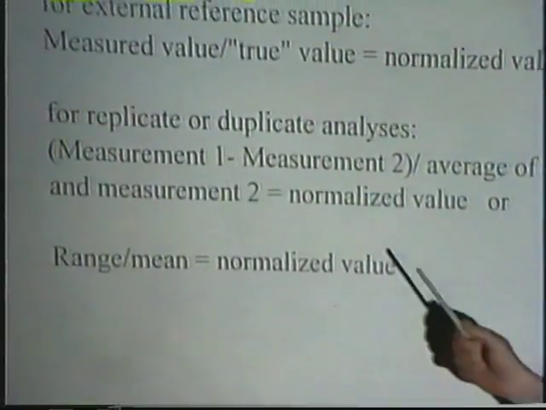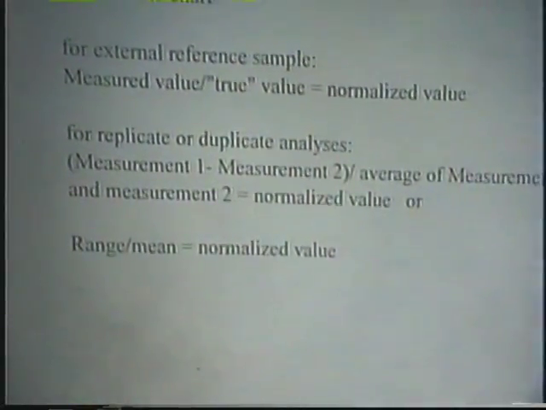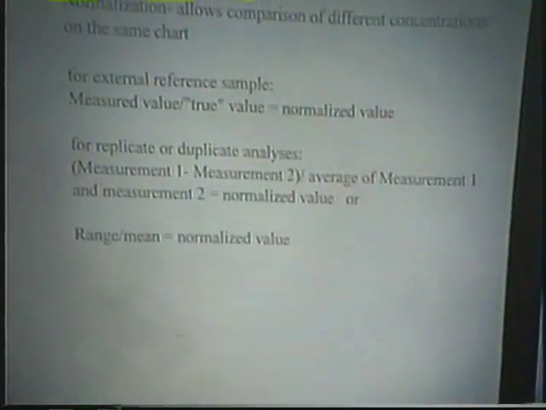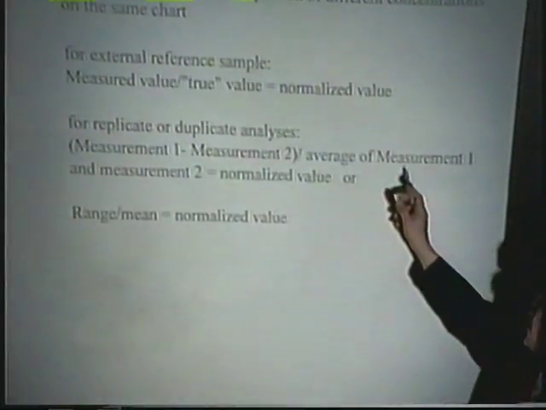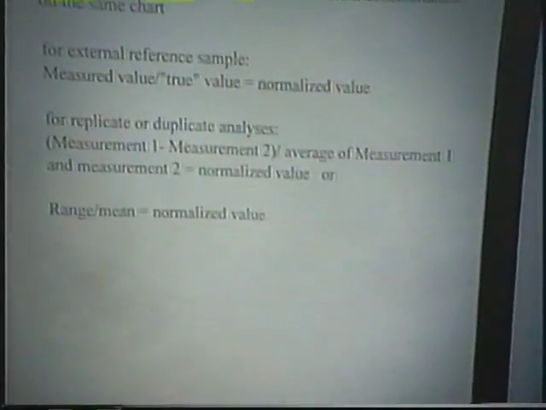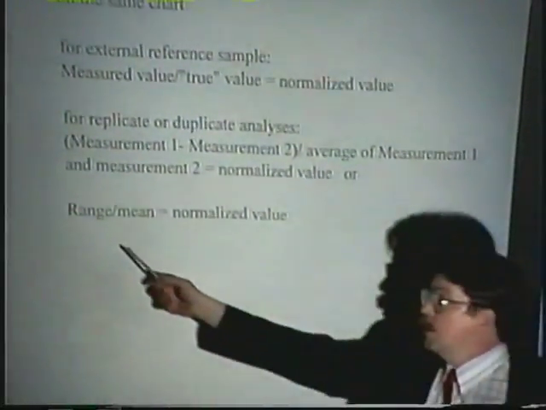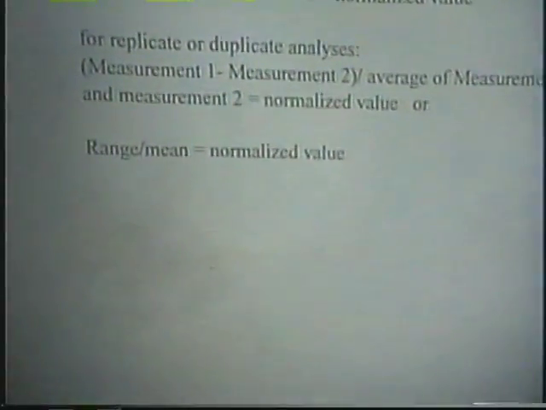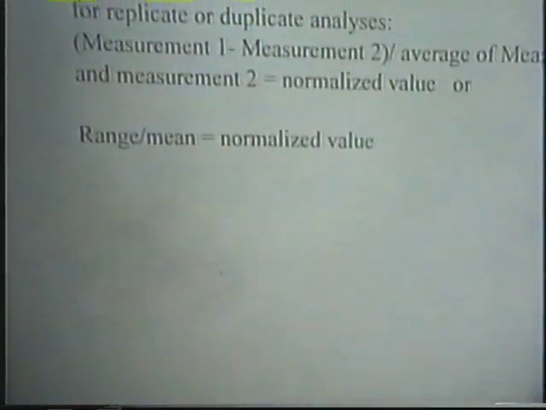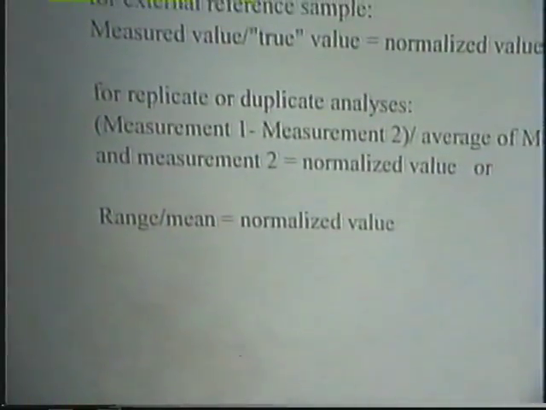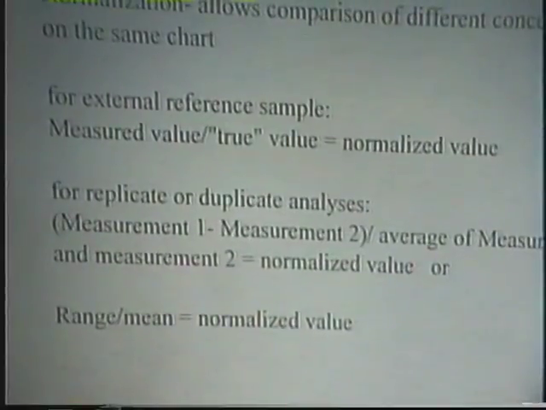For replicates, we take measurement 1 of the sample minus measurement 2 of the sample, and I should mention that's the absolute value of that. Negative signs drop out. We divide by the average of measurement 1 and measurement 2, or the mean, and we get a normalized value. So the range between the samples divided by the mean is the normalized value. And with a recovery, we divide what we get as a recovery by the expected recovery, which would be 100%, and we normalize. Recovery I'm not going to spend a lot of time on.